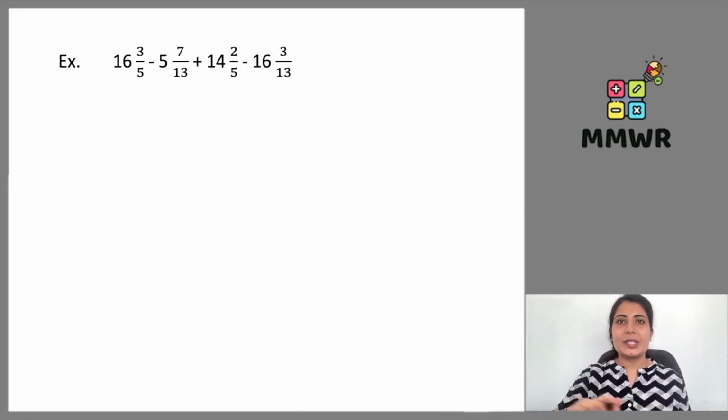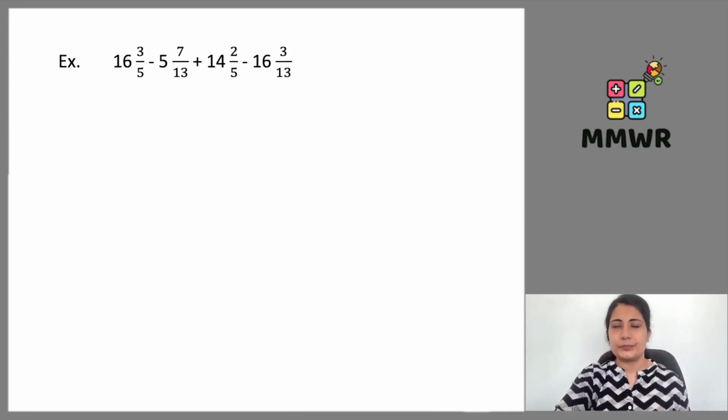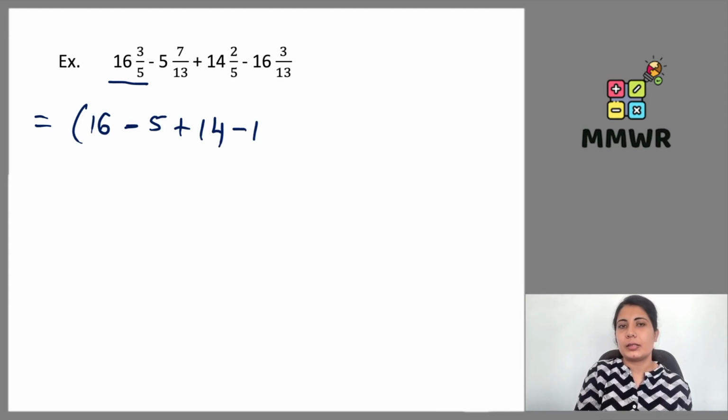Okay. Let's move to the next problem where we have addition and subtraction both operations together. Okay. So 16 and 3 by 5 minus 5 and 7 by 13 plus 14 and 2 by 5 minus 16 and 3 by 13. First priority is writing all the whole parts together in one group. That's it.